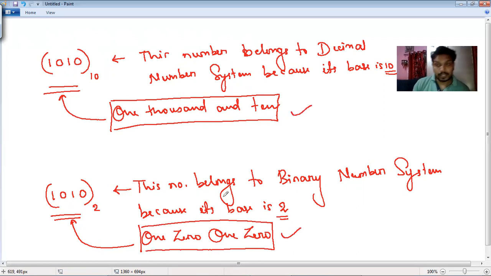Clear? So you need to focus on the base of the number. If the base is 10, it means the number belongs to decimal number system. And if the base is 2, it means the number belongs to binary number system. If it belongs to decimal number system, we call it 1010. But if the base is 2, that means it belongs to binary number system, then we have to call it 1010.